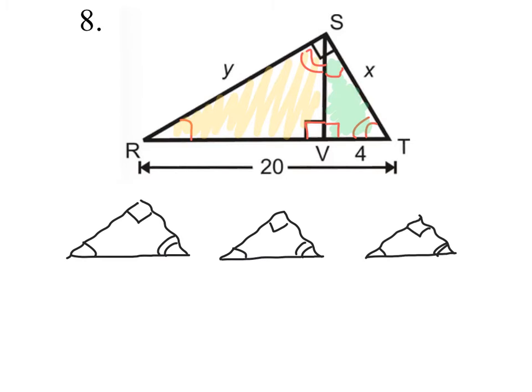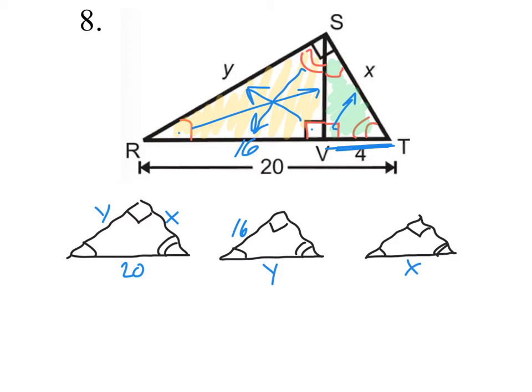The big triangle has the side lengths x, y, and 20. The gold triangle, its hypotenuse is y. We don't know the side opposite the single mark, but we do know the side opposite the double mark. The one between the right angle and the single marked angle, that is 16. Because notice, over here we have 4, and if the whole thing is 20, then from R to V must be 16. And now looking at the small green triangle, the hypotenuse is x, and the side between the right angle and the double marked angle is 4. So there's all of our information.